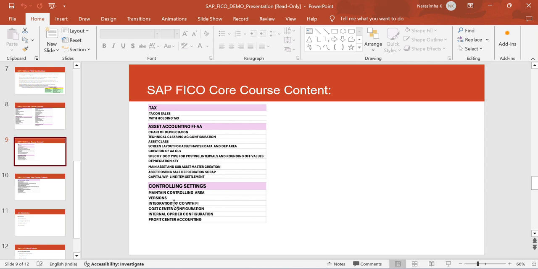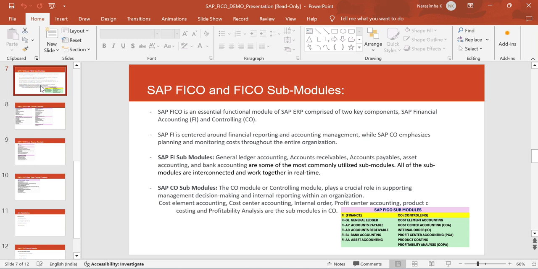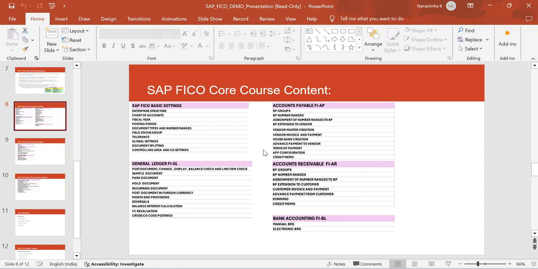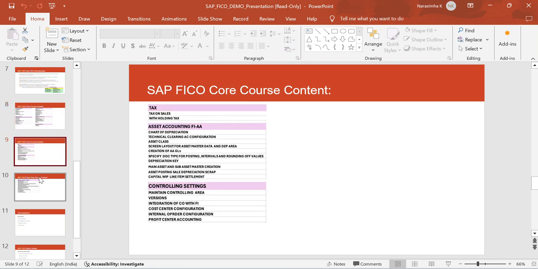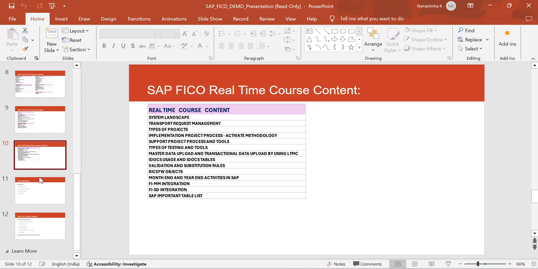Coming to controlling, here I mentioned what the controlling area is, what the versions are, integration of CO with FI, cost center configuration, internal order, and profit center configuration. This is the FICO module. Here I mentioned sub modules. In sub modules, what are the things we are going to cover, I have mentioned clearly.